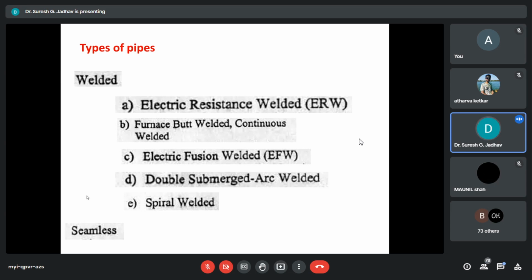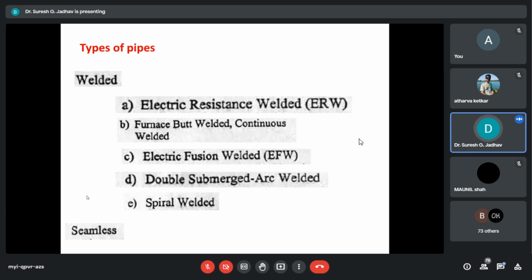Now next, we can use seamless pipes for high pressures. With the help of the seamless method, we can produce pipes by piercing a billet followed by rolling or drawing or both processes. We can produce pipes with the help of the seamless manufacturing method. So with the help of these two methods, we can manufacture the types of pipes.